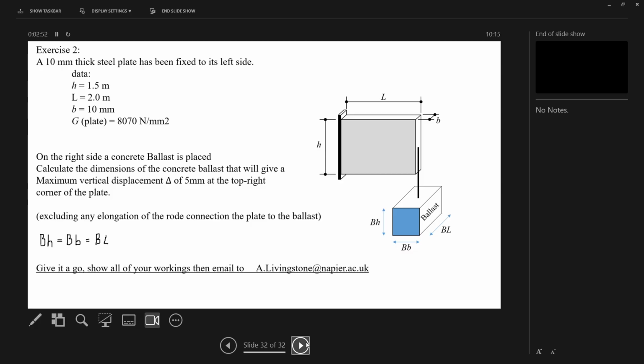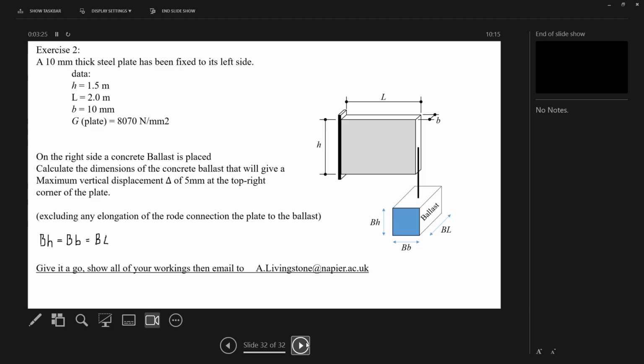This is the tutorial for next week. It's a very similar exercise. This time though, we've got a 10mm thick plate, L is 2 meters, H is 1.5 meters. I've given you the orientation of L and H. Again, cantilever, length, height. So it's very similar to before, just that those numbers are different. Thickness is 10mm, not 8mm. And there's the G of the plate again. I think it's the same as last time.